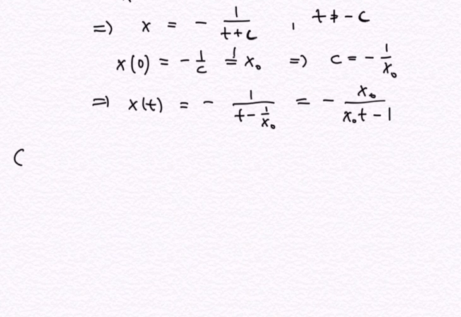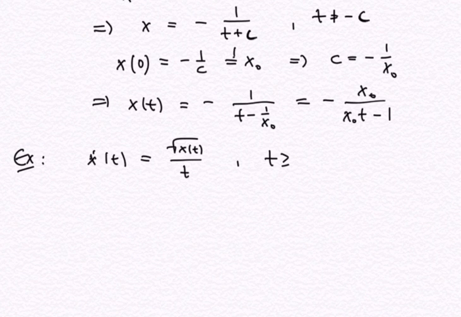Another example, let x dot be given by square root of x divided by t for t bigger than 1. And we have an initial condition in point in time 1, which is some given value x1.